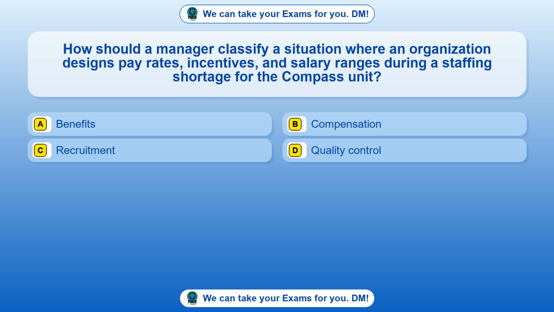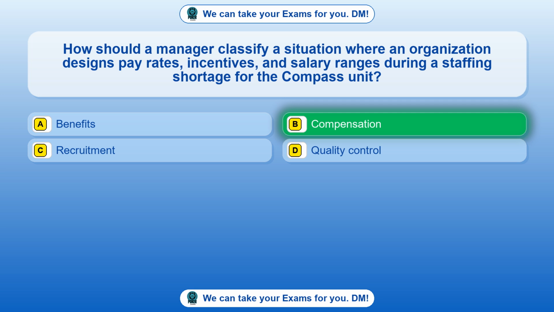Question 24. How should a manager classify a situation where an organization designs pay rates, incentives, and salary ranges during a staffing shortage for the Campus unit? Option A, benefits. Option B, compensation. Option C, recruitment. Option D, quality control. The correct answer is option B, compensation.